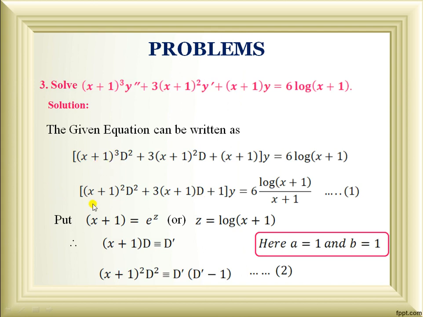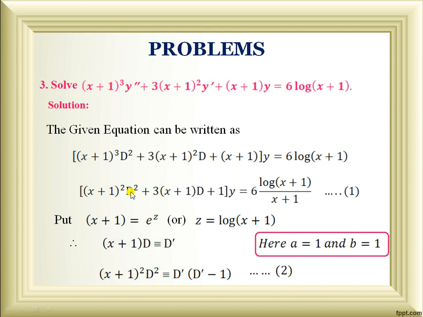So after taking out, I am just moving that into the RHS side. I will get RHS become 6 times log of (x plus 1) by (x plus 1). So here the operator as well as the coefficient order must be the same. So this is the correct form. Now I move on to the replacements.